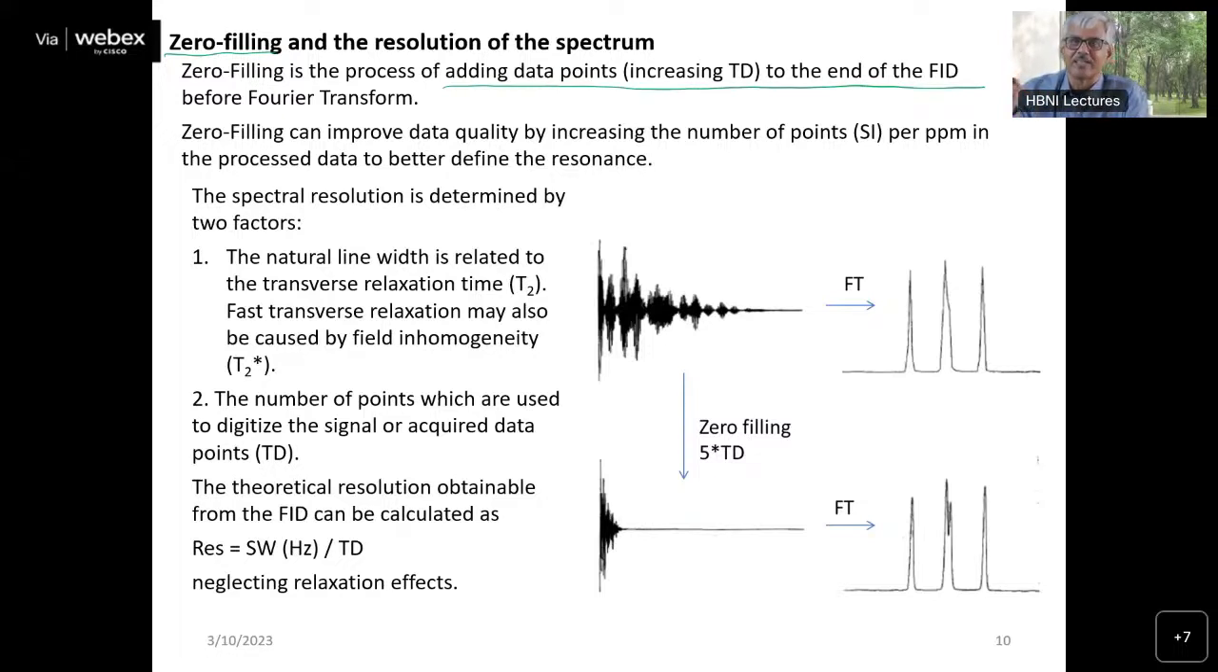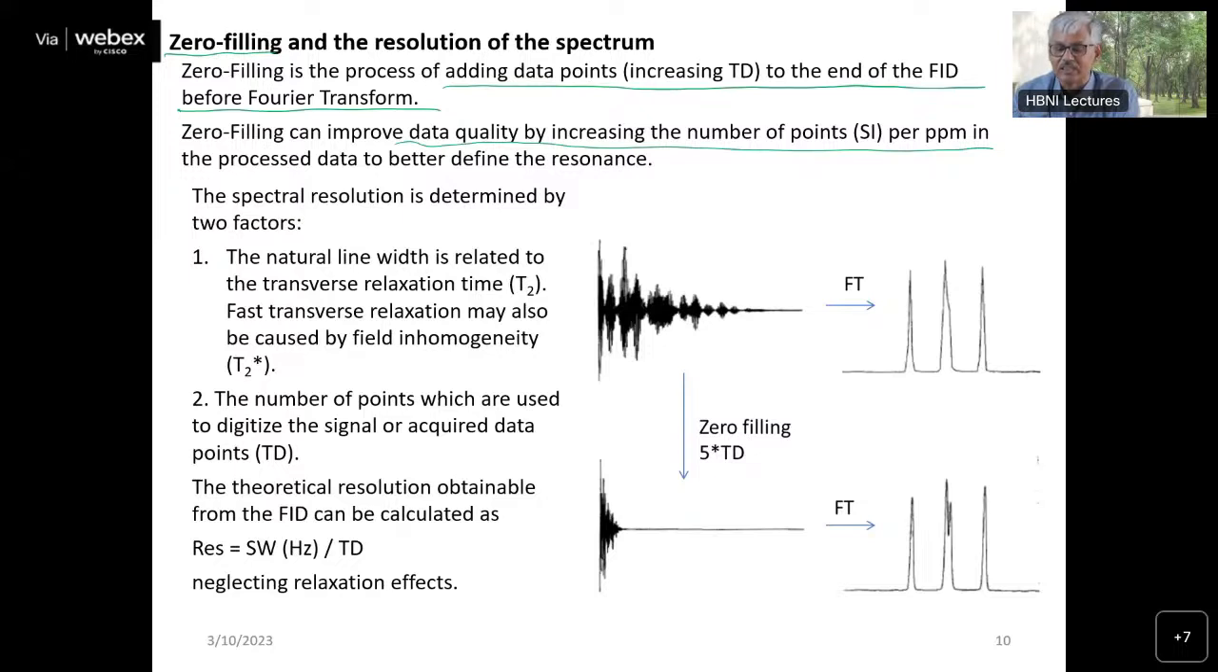But still you are sampling the signal, so those intensities will be zero. You are putting in data points, but there is no signal, yet you are still collecting data. That is why it is called zero filling. It means you are collecting the FID for a longer time before the Fourier transform, and keep on sampling your FID for a longer time beyond where any signal is coming. So this zero filling can improve the data quality.